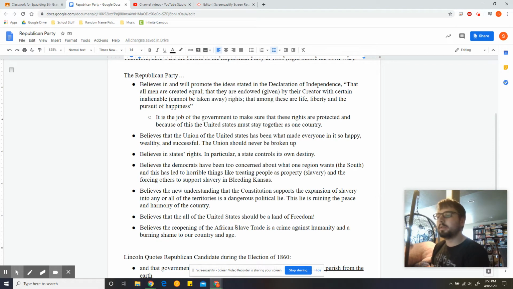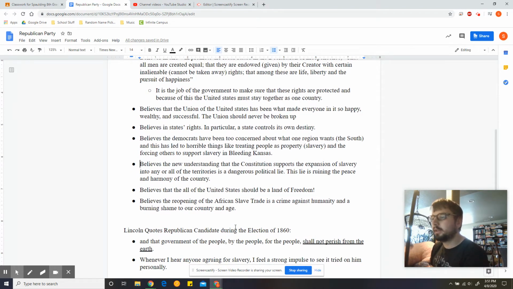The Republican Party believes the new understanding that the Constitution supports the expansion of slavery into any or all the territories is, and listen closely, a dangerous political lie. So this idea that the Constitution says, yes, slavery is allowed to expand, think Dred Scott, okay, that's what they're referring to here. That is a political lie, and it is incredibly dangerous. This lie, picking up right here, is ruining the peace and harmony of the country.